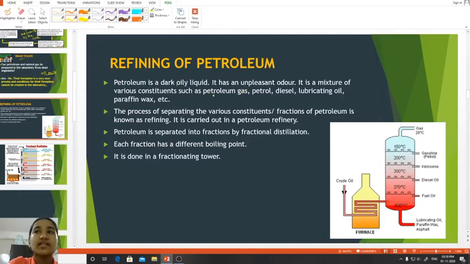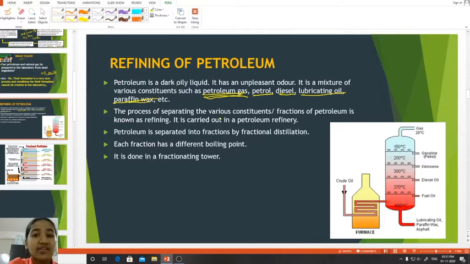So there are many things present, like petroleum gas that you use in everything, petrol in your vehicles, diesel in engines, lubricating oil to lubricate the machine parts, paraffin wax in candles. And so it's a mixture of so many components. Okay, so we actually separate them into different constituents or fractions.